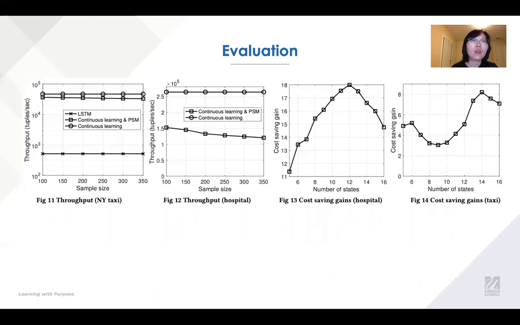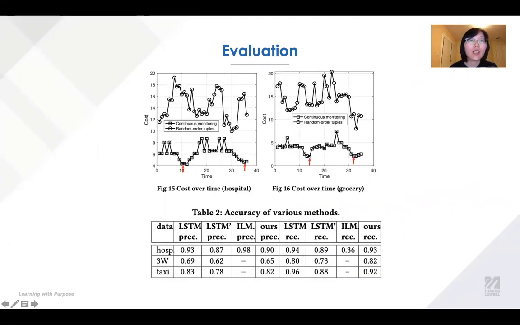Figures 11 and 12 show that the overall throughput of combining continuous representation learning and continuous PSM learning is still quite high using different sample sizes. We then study the selection of the number of cluster states in the PSM, and the results are shown in Figures 13 and 14. Figures 15 and 16 show that we can nicely monitor and foresee the critical events by observing the fluctuation of the overall cost value.